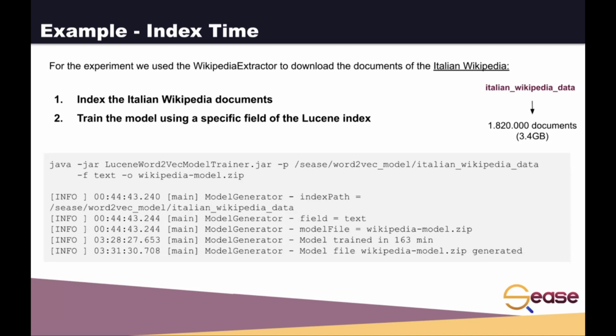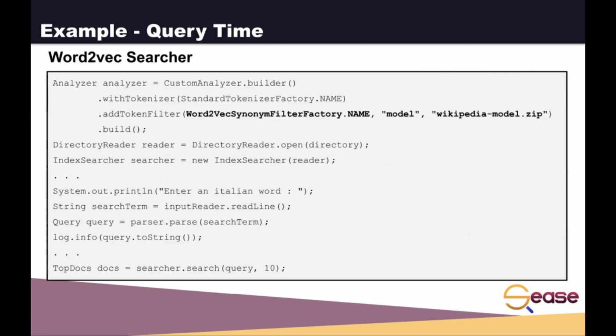We need to be aware that at the moment, for training the model, we just use the default parameters of Deeplearning4J. We want to allow people to add custom parameters so they can do better tuning. But at the moment, we are more interested in having synonym expansion. So we also created another mode for testing the code. We create a custom analyzer. We pass our synonym filter factory, and we pass as the model the Wikipedia model.zip, the file generated before.